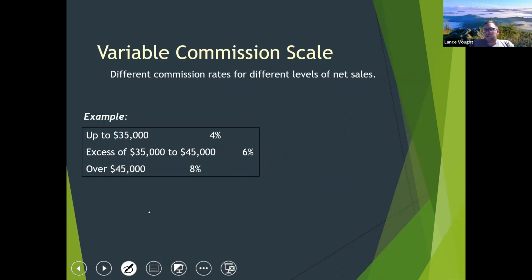What about a variable commission scale? So maybe if you sell up to $35,000 worth of stuff, you get 4%. Over it in a certain range, you get 6%, and then over it, you get 8%. So this kind of goes back to the piece situation, but instead of getting paid per unit, you're getting paid a proportion of the amount of sales that you generate. So again, this isn't necessarily the actual rates that you would charge. It's just an example for the situation.